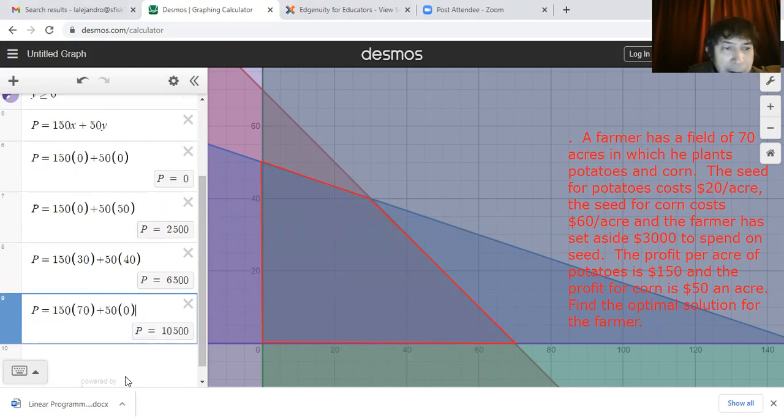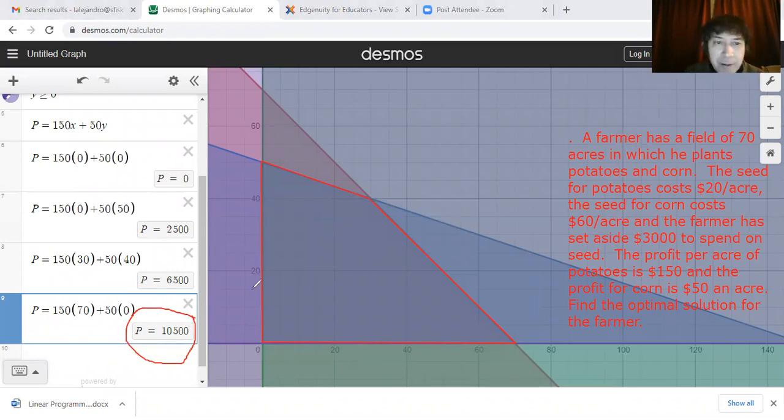All right. And it looks like if the farmer will have to plant potatoes all over his 70 acres, he will get the maximum profit. Okay, he doesn't need to plant corn. So maximum is 10,500 there. Okay, over here is the maximum. That's 10,500 compared to the other three.